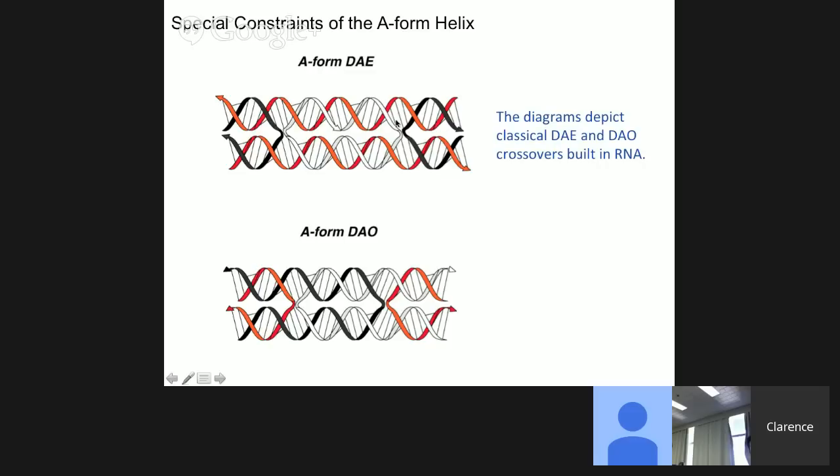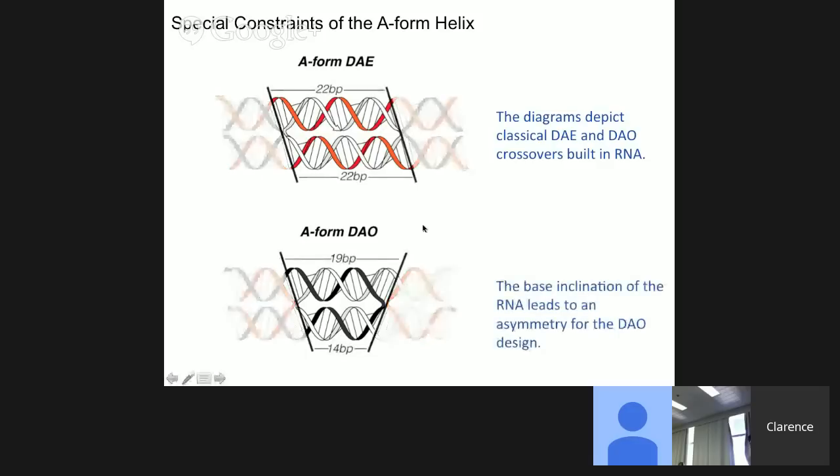And with the even structure, what's nice is that because it's even, all the slanted bases kind of line up. So you have the same number of base pairs on the top and bottom. That makes a nice symmetrical rhombus-shaped structure. And the DAO structure, because these things oppose each other, the slants point in the opposite direction. And that means you get an asymmetry, so the top is 19 base pairs wide, and the bottom is only 14 base pairs wide. And so geometrically, this is a little harder to figure out.